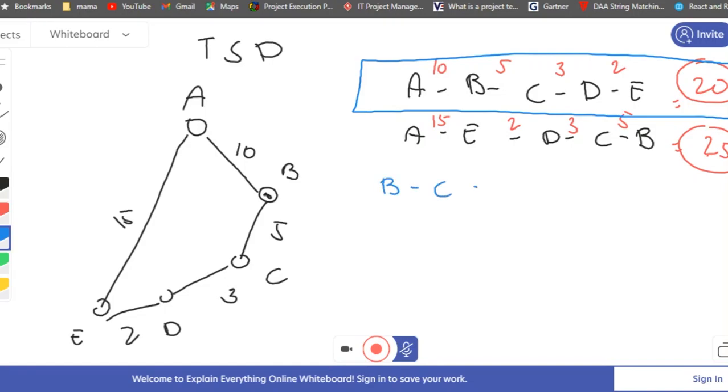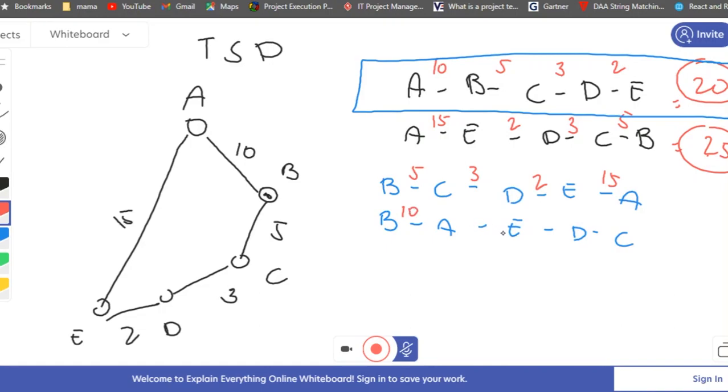Okay? We have C, D, E, and A. Okay? So, pwede rin B, A, E, D, and C. Okay, same procedure. So, from B to C, we have 5. C to D, we have 3. D to E, we have 2. And E to A, we have 15. Then B to A, we have 10.